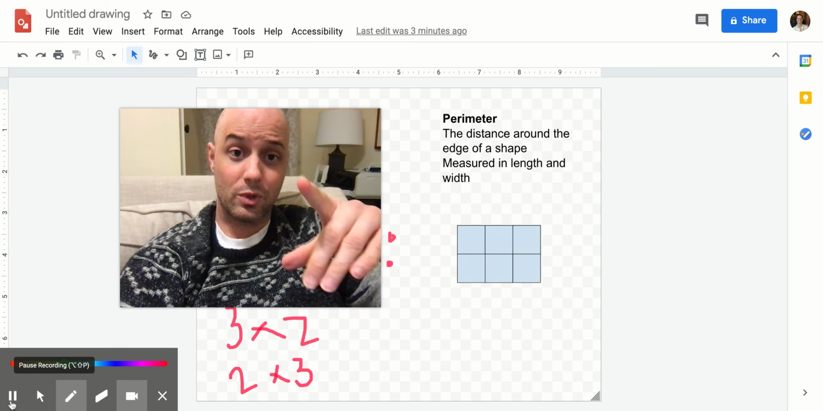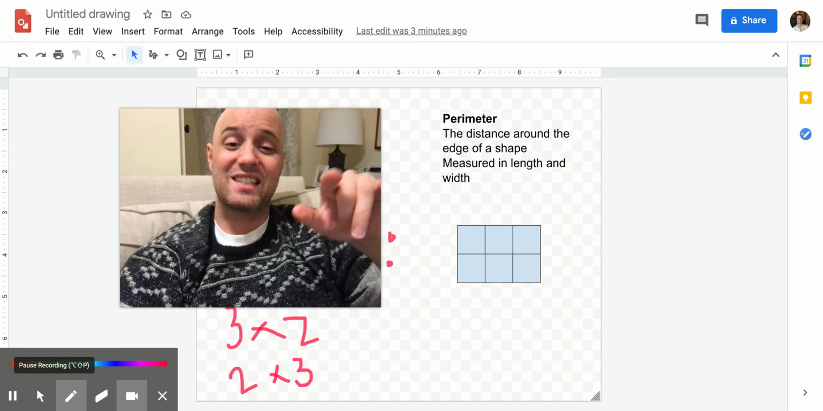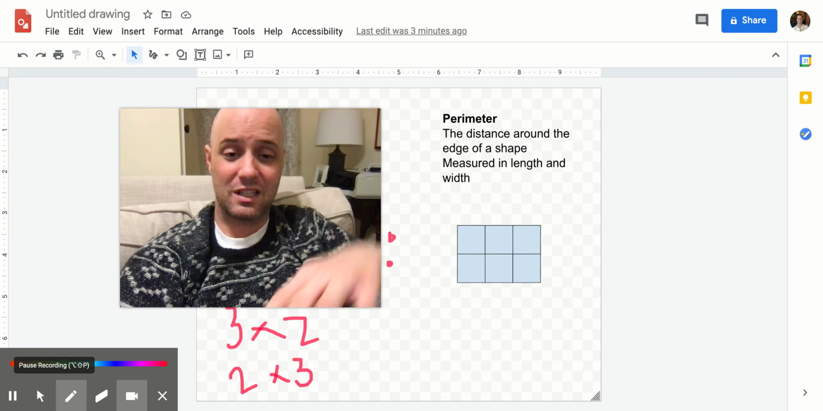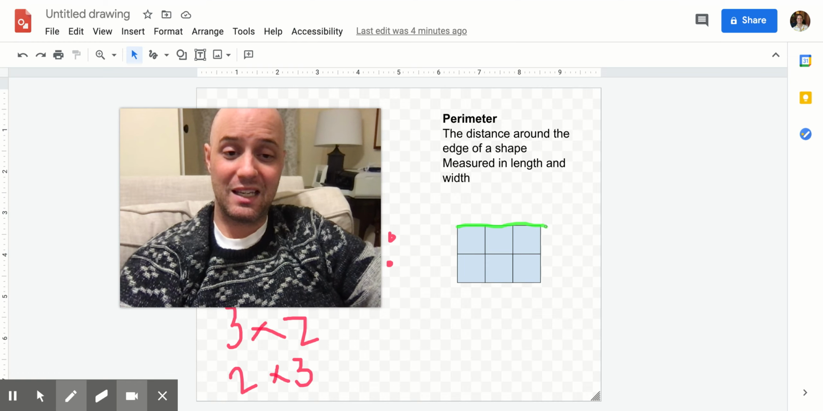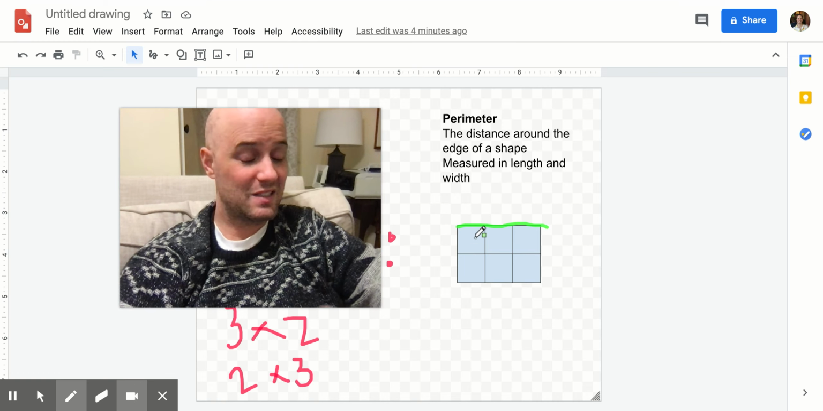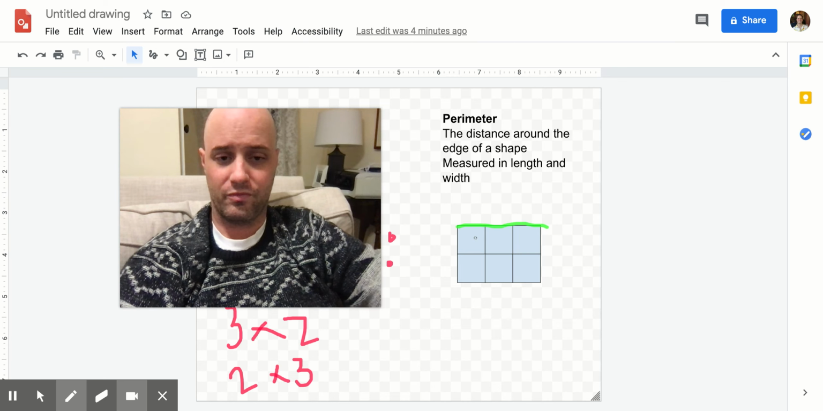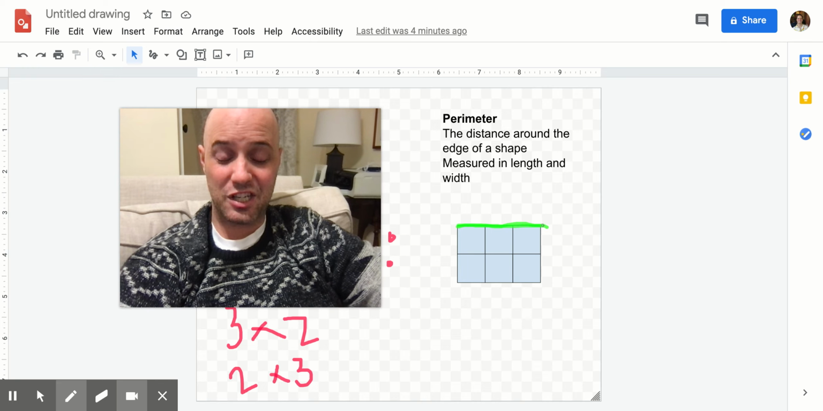All right, this one is perimeter. Perimeter is the distance around the edge of a shape, and it's measured in length and width. So you would not count how much space it takes up on the inside. Not for this one. You would say, okay, you're measuring at this edge here.